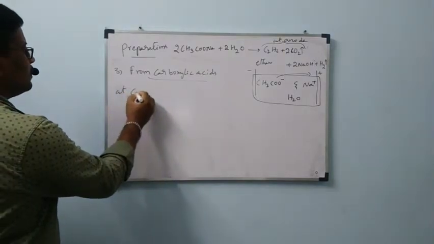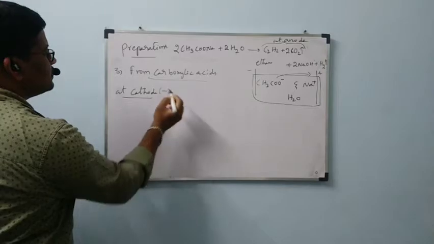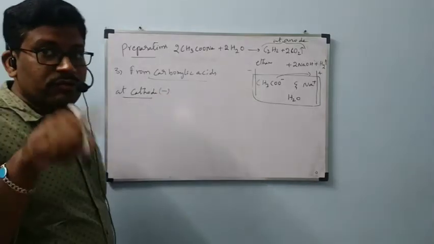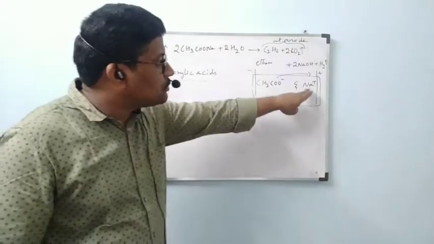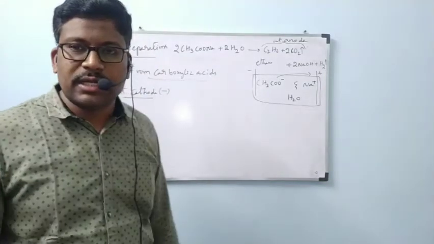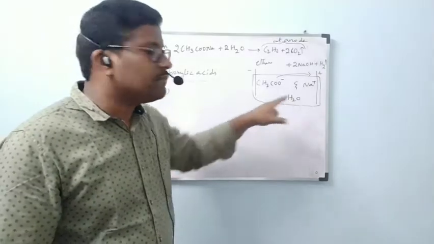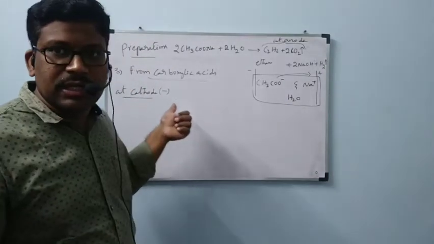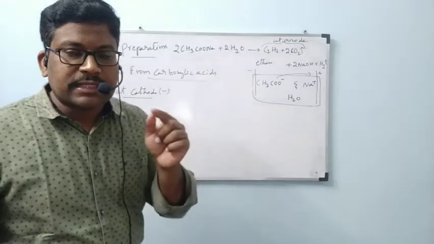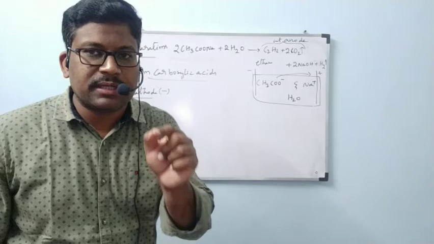At the cathode, which contains which charge? Negative charge. Then you will think that positively charged ions, Na plus ions, will move towards the negative charge. But instead of Na plus, water will move towards the negative charge. That explanation you will get deeply in the 12th class electrochemistry chapter.